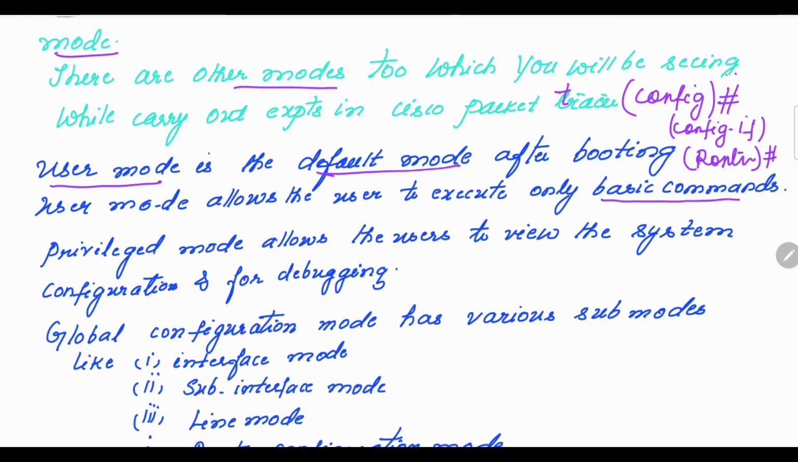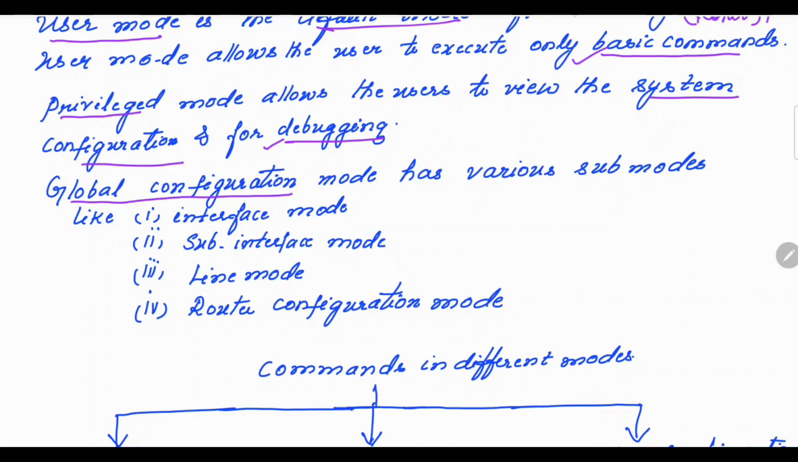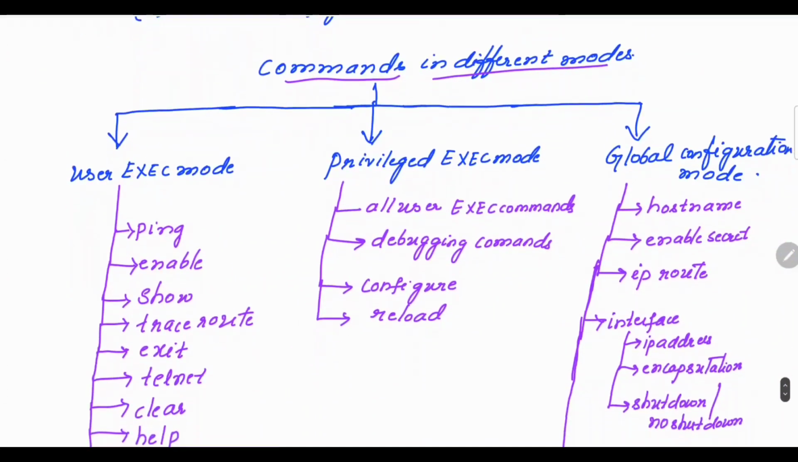Which are the basic commands, even that I'll be telling you. Then the next mode, privilege mode, allows the users to view the system configuration and it is also used for debugging. Remember, in very simple words, user mode is just to execute only basic commands, so in that functionality we can use the word monitoring. But privilege mode is used for what? Configuration and for debugging. Then the third mode, the global configuration mode, has various sub modes. This is what I wanted to tell you, that there are other sub modes under the global configuration mode: the interface mode, sub interface mode, line mode, and router configuration mode. These things I have just summarized here in this form.